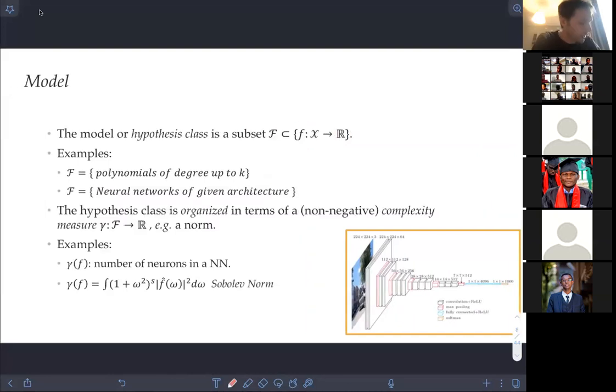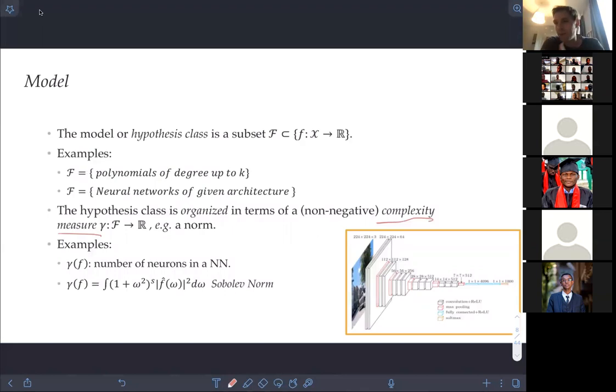What we are going to be using in this lecture, and it might not always be explicit when you run your algorithms but is certainly always there, is the notion of a complexity measure. What is a complexity measure? Think of it as a norm, or some quantity that you can evaluate on your hypothesis, meant to divide your hypotheses into those that are simple and those that are complicated.